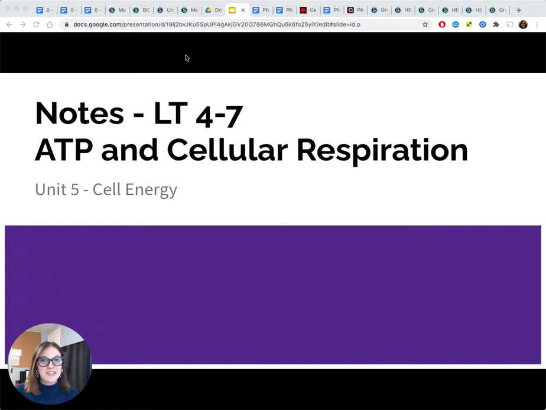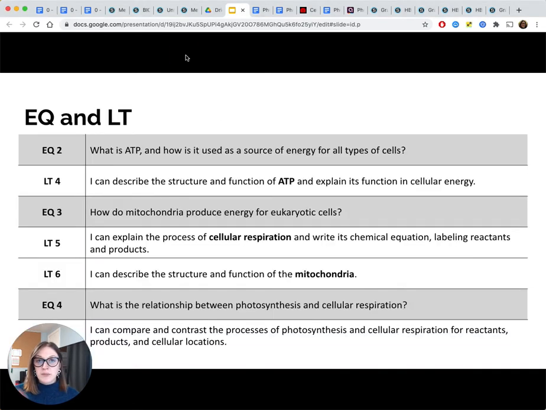Hey there, biologists. For this set of notes, we are going to focus on Unit 5, ATP and cellular respiration, which is learning targets 4 through 7. If you want to pause and read through the learning targets, you may.